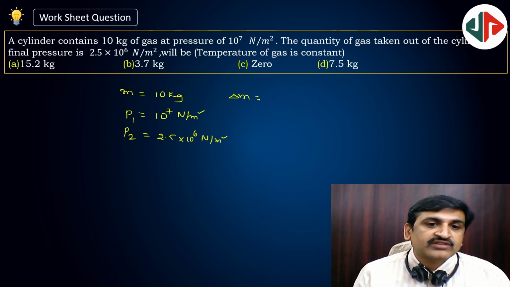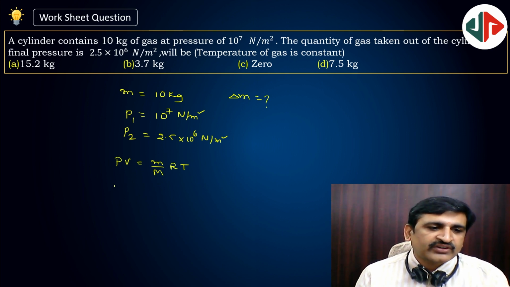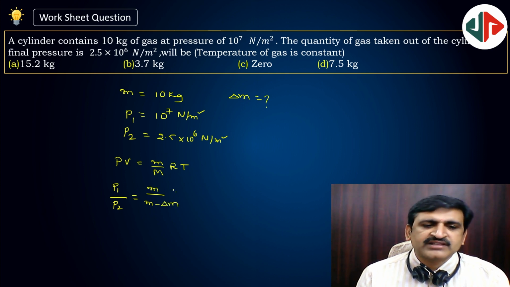Delta M is equal to how much? I told you PV is equal to M by M RT is the preferable formula, not PV equal to nRT. So we'll write it for two parts. P1 by P2 is equal to... volume same. One's mass is M, the other one's mass is M minus delta M, because some gas is removed. M minus delta M into R is same, gram molecular mass same, T is same.